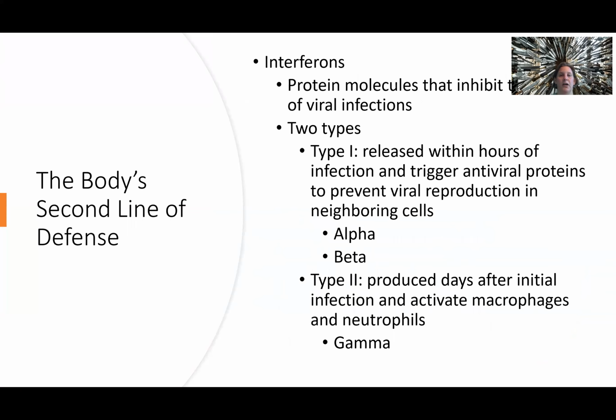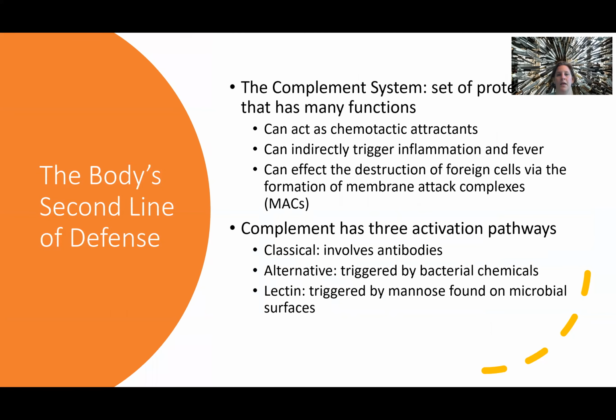Okay, we also have interferons. I've given you some details about the different types of interferons that are involved in our second line of defense. And then we have this idea of the complement system. And so I've mentioned here some words that we've seen before. They can trigger inflammation and fever. They can act as a chemotactic factor that can bring other phagocytic cells in and can destroy foreign cells with these MACs, the membrane attack complexes, which basically can rupture invading cells.